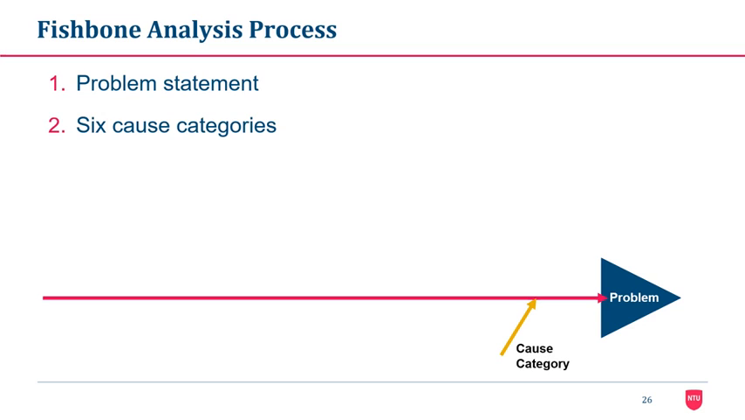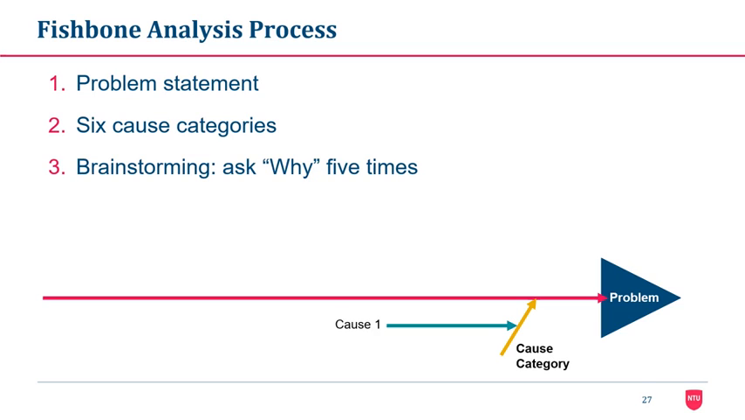The next step is to write the cause categories as branches from the horizontal arrow. I mean methods, machines, people, materials, measurement, and environment. Then you should ask the team, why does this problem happen? And brainstorm all the possible causes of the problem. You should write ideas as a branch from the appropriate category.